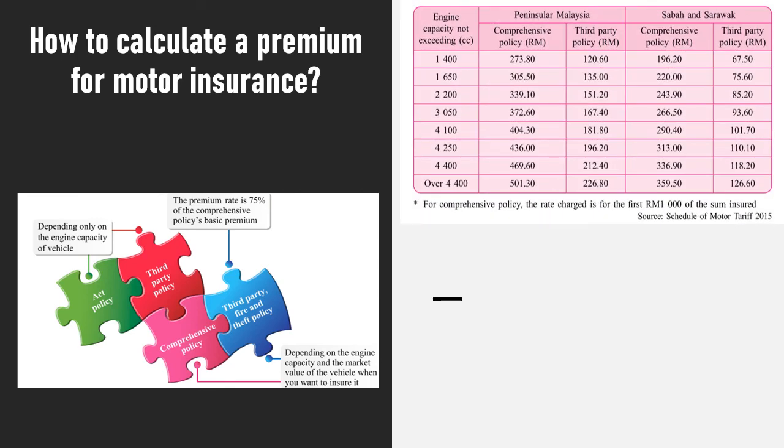This is the table that we use to calculate the premiums for motor insurance. From this table, you can see that the premium rate will be different for different engine capacity, and also the premium rate will be different if it's in Peninsula Malaysia or Sabah and Sarawak. There will be some differences. Alright, so when we want to calculate the premium for motor insurance, you can refer back to this table.